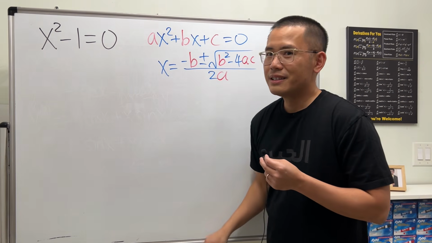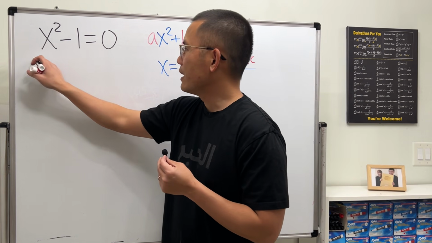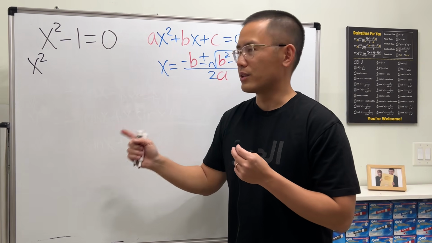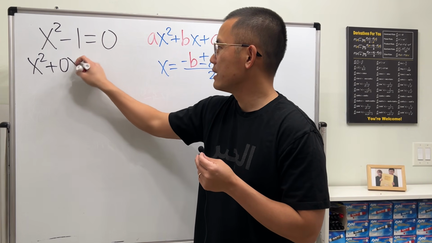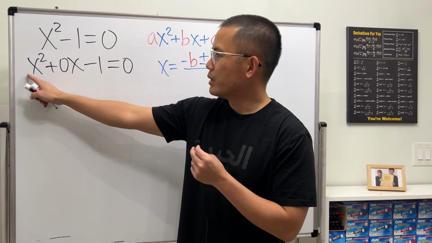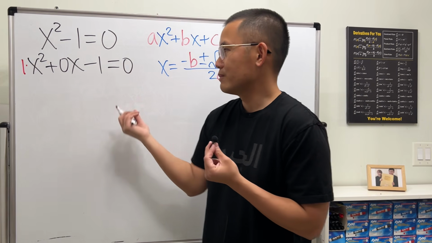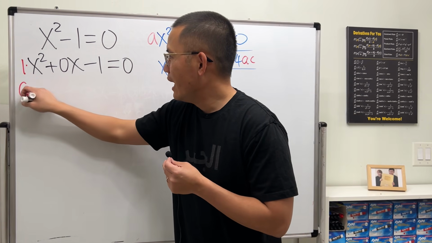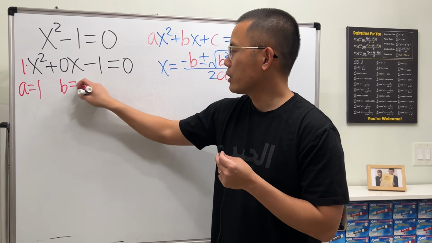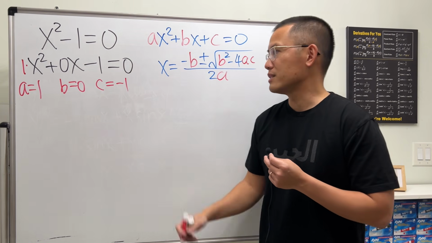Okay, so now the first thing is for us to figure out what are the a, b, c values. x squared is still x squared, but we didn't have any x, so technically that's 0x. And then minus 1 is equal to 0. Well, what's the number in front of the x squared? It's 1, because 1 times x squared is x squared. So a is the coefficient right here, which is 1. b is the coefficient of x, which is 0. And c is the constant term, the term that doesn't have the x, which is negative 1.